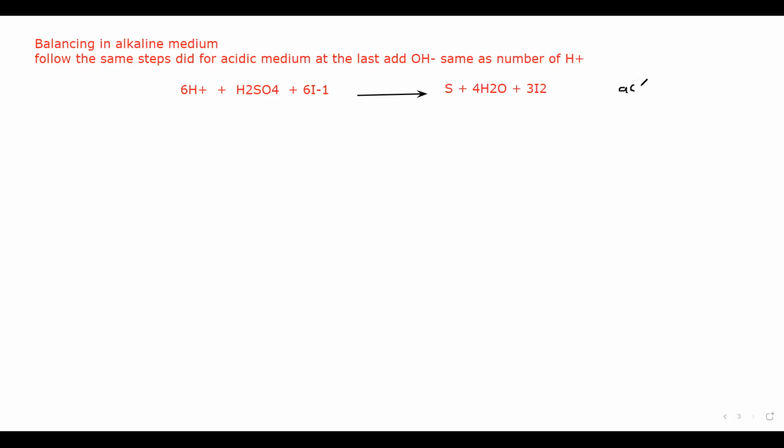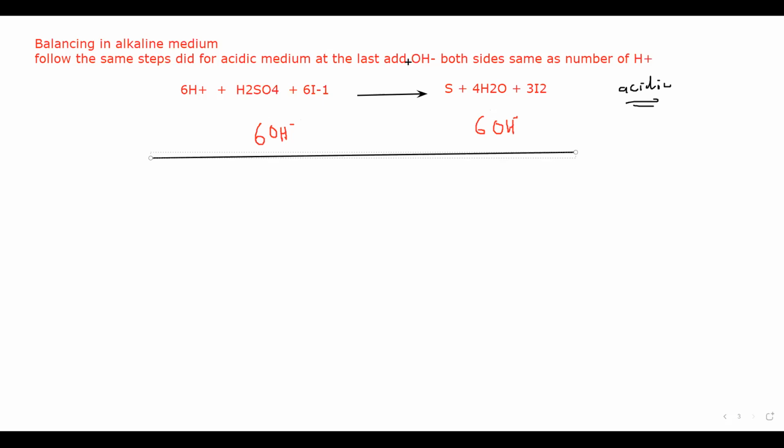Now we will complete as we did in acidic medium, but one more step for alkaline medium. Balancing in alkaline medium, follow the same steps as for acidic medium. At the last, add OH on both sides, same as the number of protons. So how many protons are there? We have 6 protons, so I will add 6 OH on both sides.